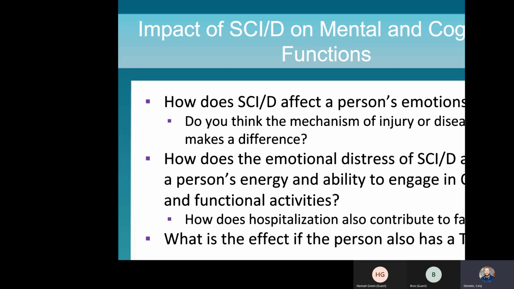All right. So, hospitalizations. How do you think hospitalizations contribute to fatigue with the person that has a spinal cord injury?